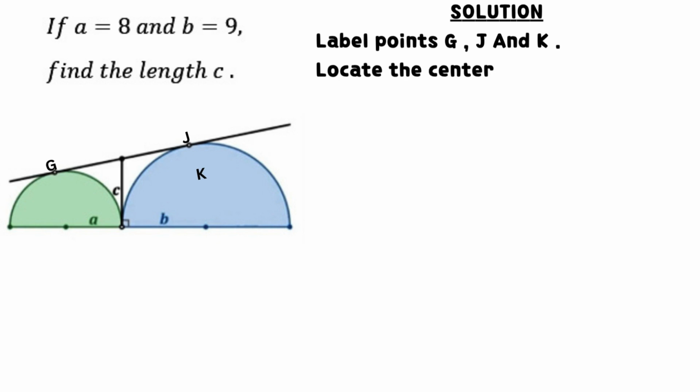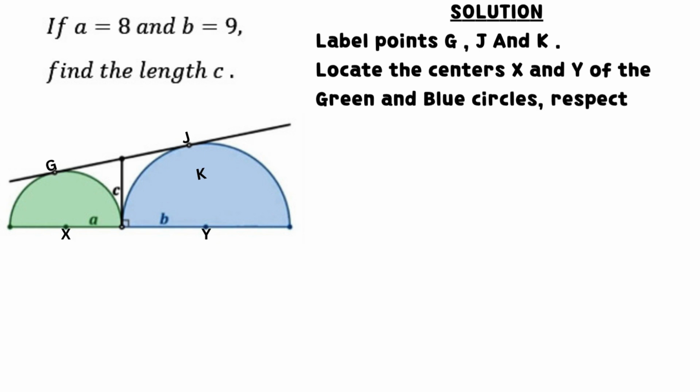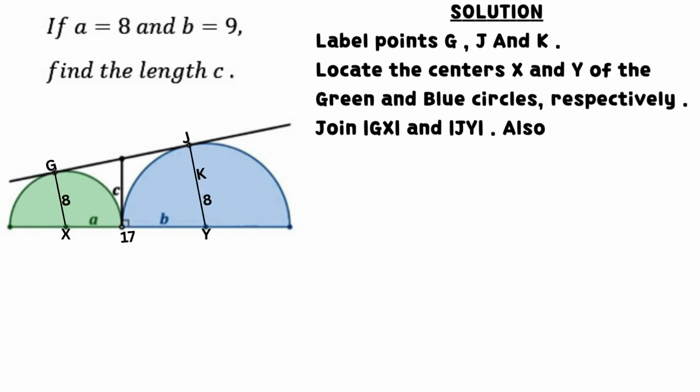Solution. Label points G, J and K. Locate the centers X and Y of the green and blue circles, respectively. Join line G, X and line J, Y. Also, join line G, K.